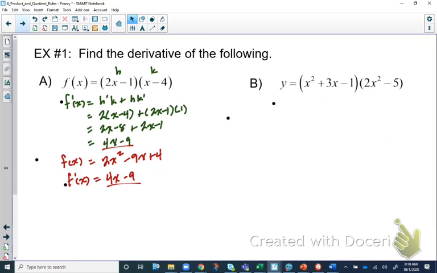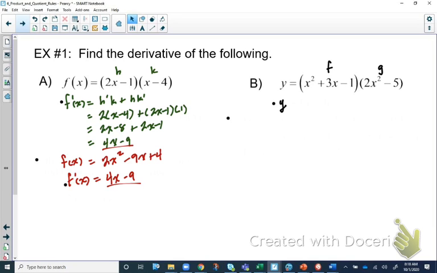So on the next example here, B, you could try the same approach and distribute the two quadratics together if you want to, but I'm going to just keep things going with the product and the quotient rule as they were given to us. So here I'm going to identify the first trinomial as part f and the binomial quadratic as part g.